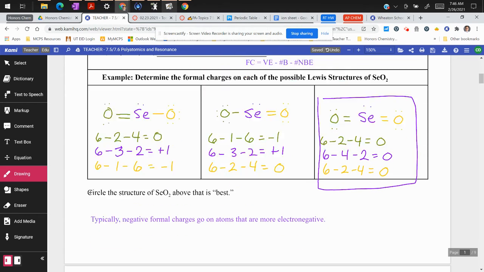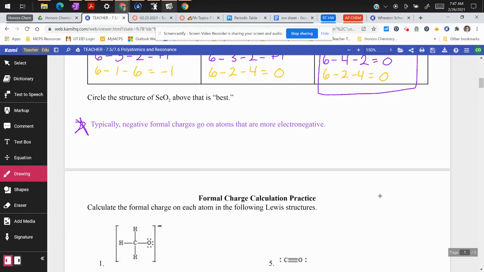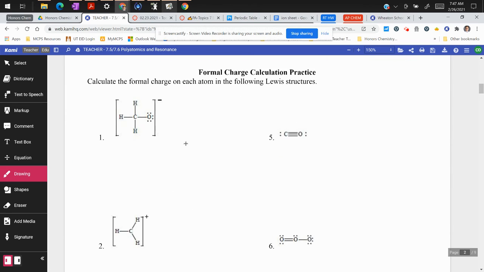Okay. One thing I want to add to this, typically negative formal charges go on atoms that are more electronegative. Notice that when we calculated our formal charges for these first two, the negative was on oxygen, where we had a more electronegative atom, and the positive was on selenium, where we had the less electronegative atom. This is not always the case, and you'll see this in a couple of the practice problems below, but most of the time, we should strive to have the formal charge be on the more electronegative atom. There are, of course, exceptions, and you'll see some of those in play here.